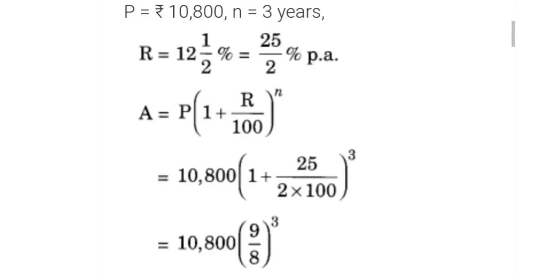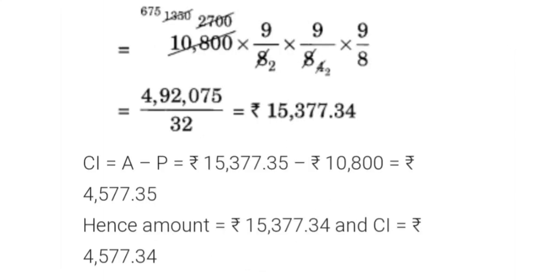is 3. So now 25 and 100 we can cancel 4 times. So this we can cut. So here what will come? 1/2 into 4. 2 into 4 is 8. Now let's simplify. So 8 into 1 is 8 plus 1, that is 9/8. It means it will come what? 10,800 and 9/8 cube. Now simplify this one. So it will come 15,377.34. This is the amount, and we have to find the compound interest.